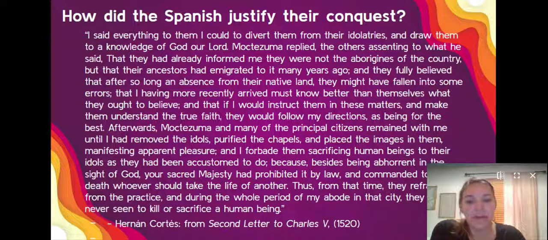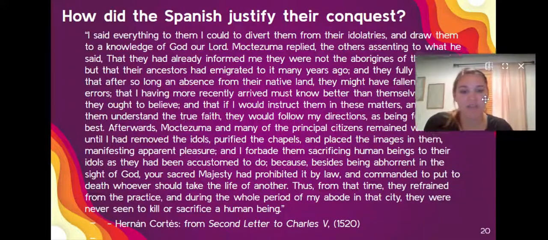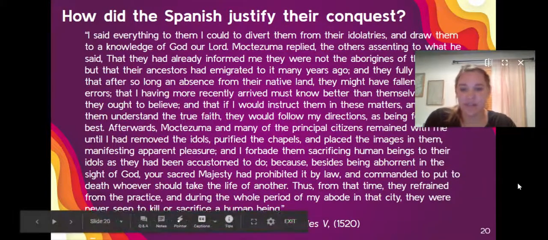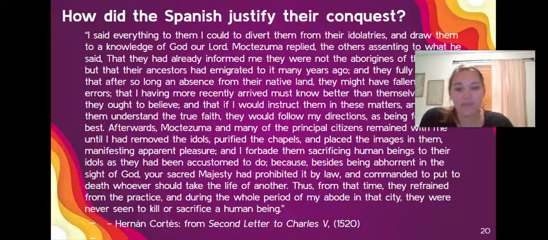Afterwards, Moctezuma and many of the principal citizens remained with me until I removed the idols, purified the chapels, and placed the images in them, manifesting apparent pleasure. And I forbade them from sacrificing human beings to their idols, as they had been accustomed to do. Because besides being abhorrent in the sight of our God, your sacred majesty had prohibited by law, and commanded to put to death whoever should take the life of another. Thus, from that time, they refrained from the practice, and during the whole period of my abode in that city, they were never seen to kill or sacrifice a human being.